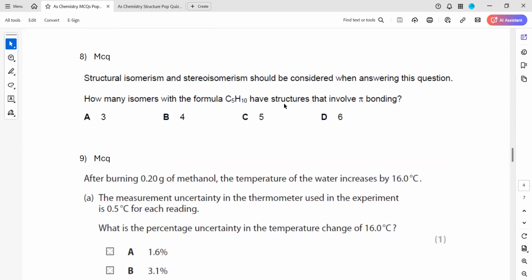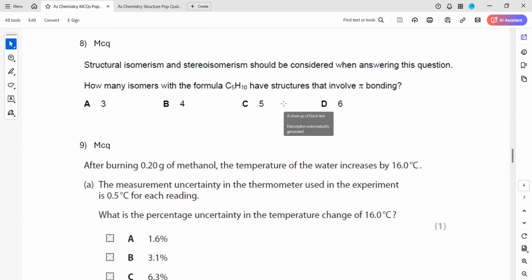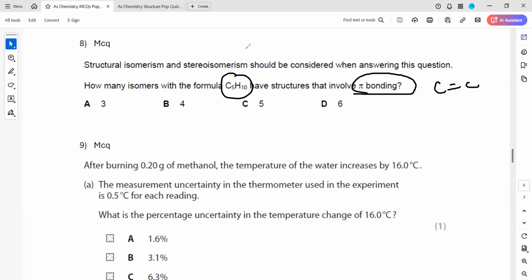In question 8, the structural isomers and the stereoisomers should be considered. We should consider how many isomers with the formula C5H10 have a structure that involves a pi bond. When they say a pi bond is involved, it means a carbon-carbon double bond should be there, because one of the isomers is the cyclic alkane, but a cyclic alkane does not contain a pi bond. That's why we cannot select the cyclic alkane. We can select any of the others.